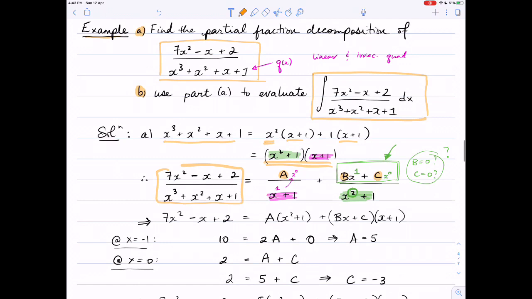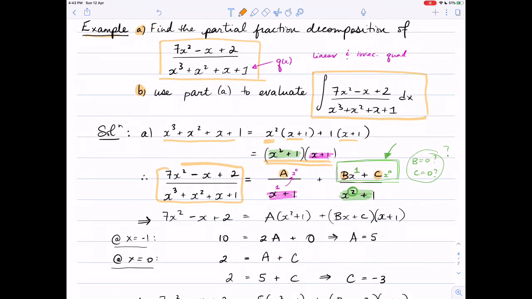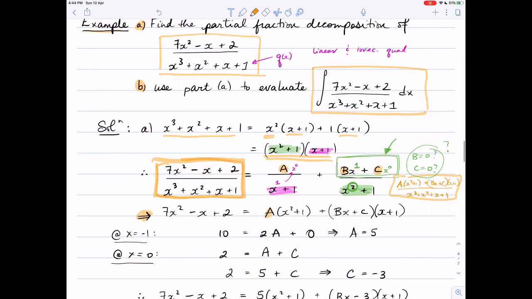We pretend that we were putting these things back on a common denominator. So you would have a times x squared plus 1 plus bx plus c times the other denominator, x plus 1, all of that over the same x cubed plus x squared plus x plus 1. If the denominators of these fractions are equal, then the numerators must be equal. So it's the same logic as in the simple case, but we have more constants to solve for now. So we've got a, b, and c to solve for.